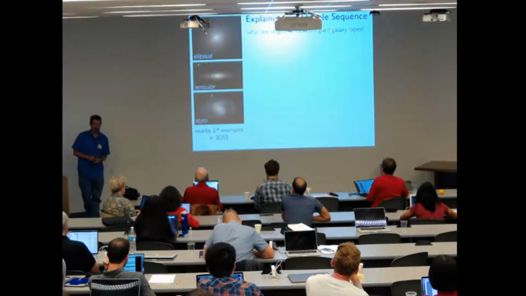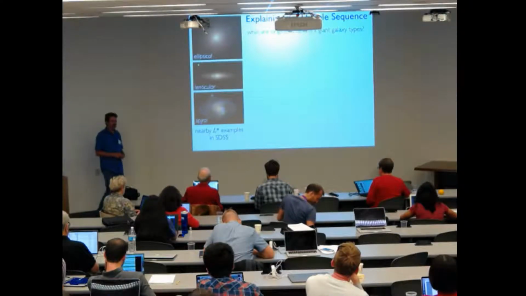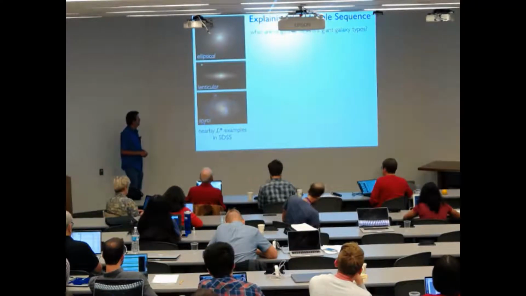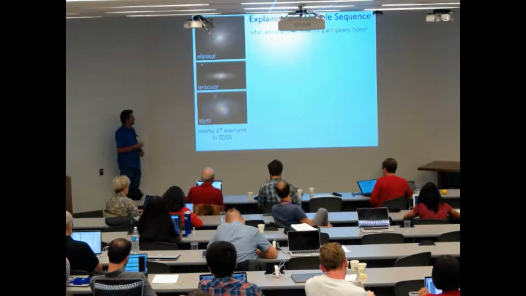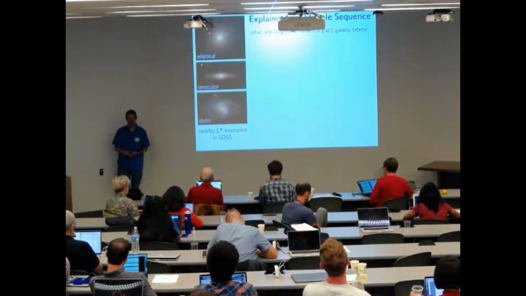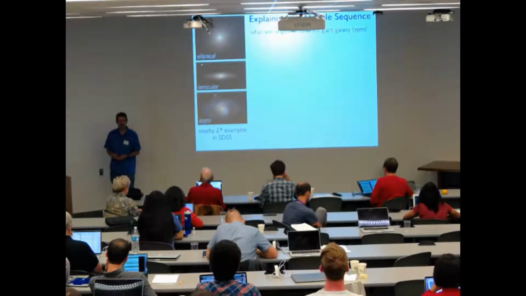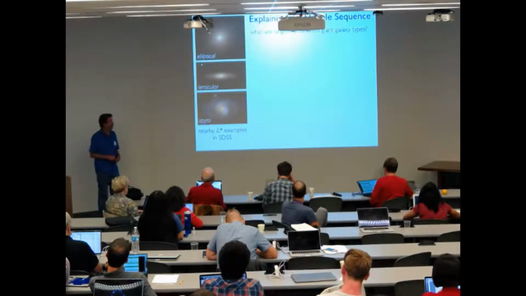I want to start with a big picture question I don't feel is adequately answered yet. Something you could show pictures of these different types of galaxies to a kindergartner, and they might ask why are they like that. I'm not sure we know the answer.